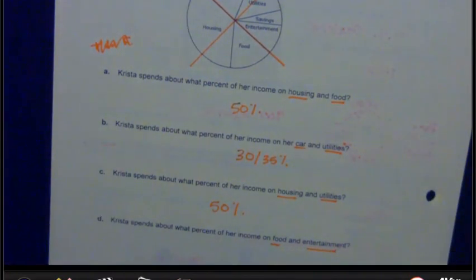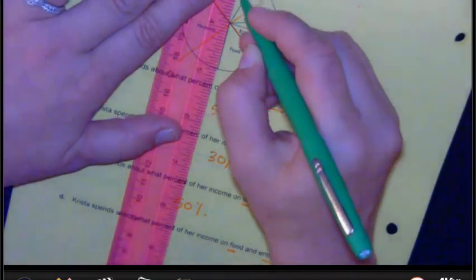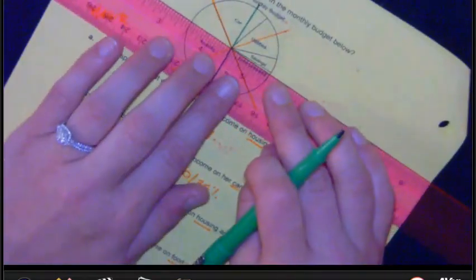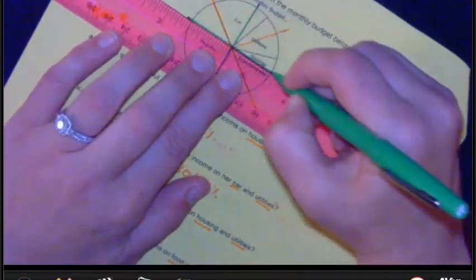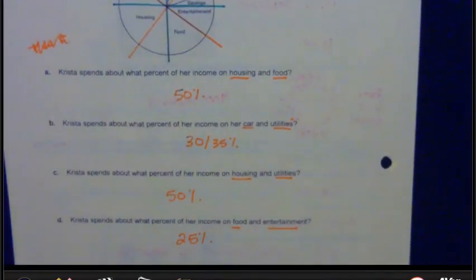And I want to show you if I change colors. If I change colors and I were to split my graph like this, and then like this, which is our normal way of splitting it up, food and entertainment is 25% of your budget.